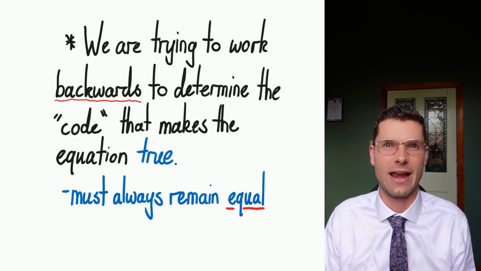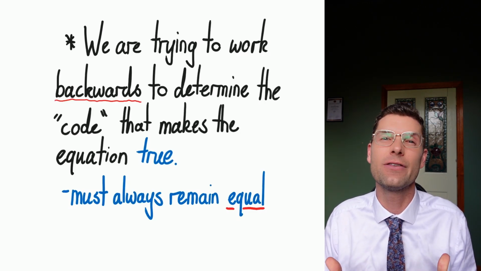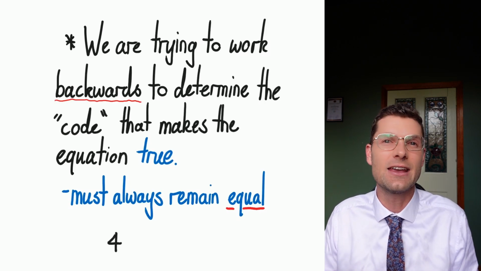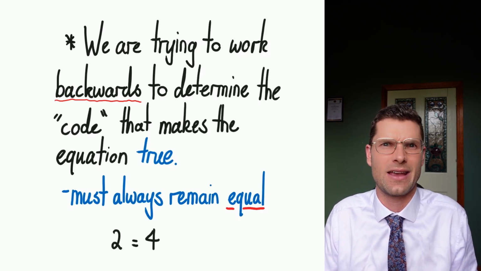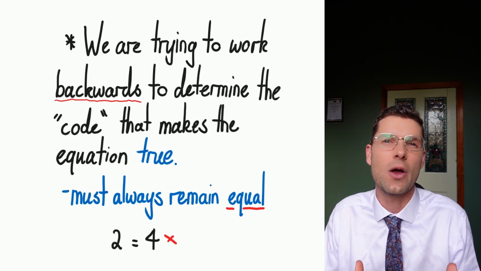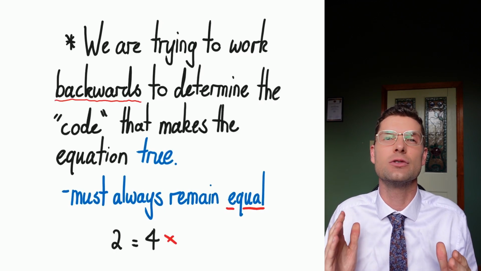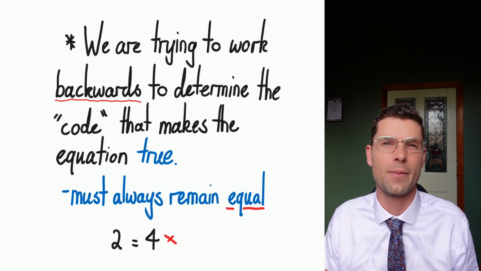We're trying to unravel that code, but we've got to make sure the entire time that we're working, everything stays equal. If we take away 3 from one side, for example, now my equal sign doesn't make any sense because these two things aren't exactly the same. So every time we do something, we have to do it to both sides of that equation just to make sure the equal sign remains in balance.